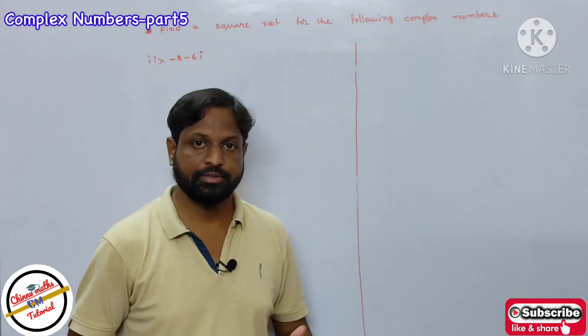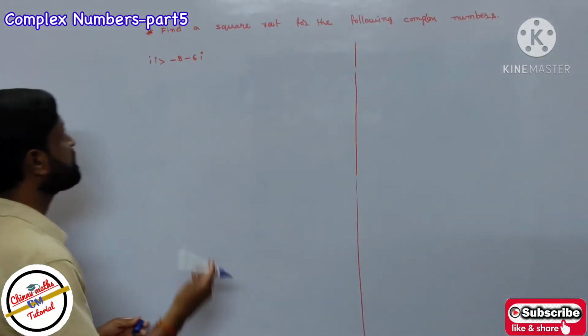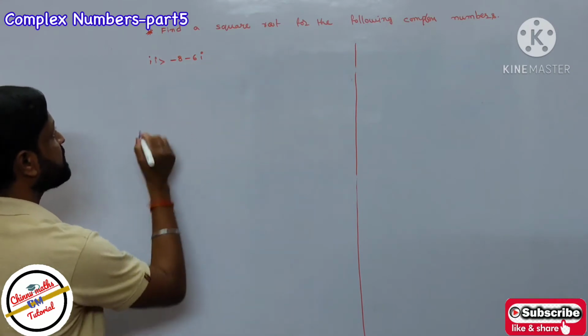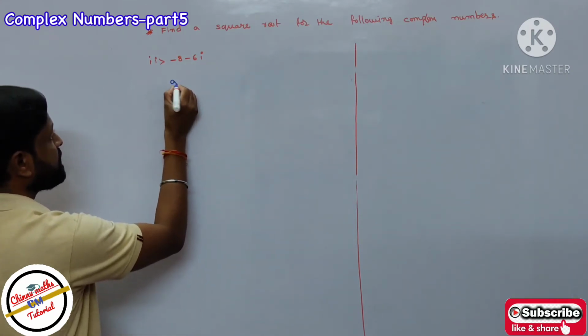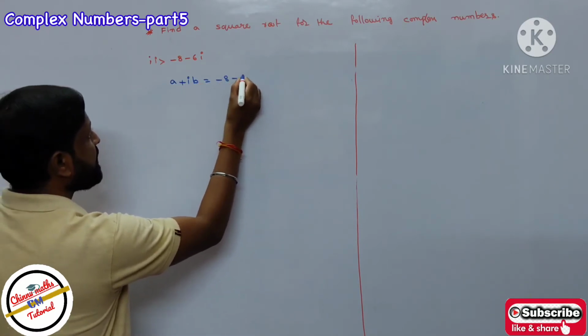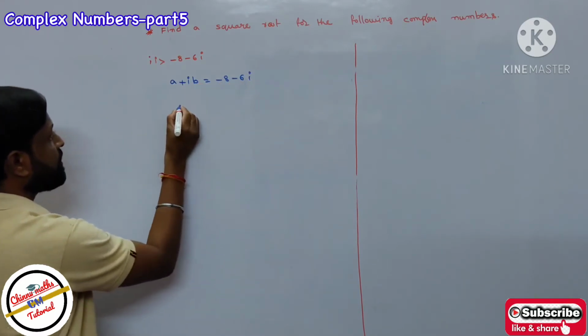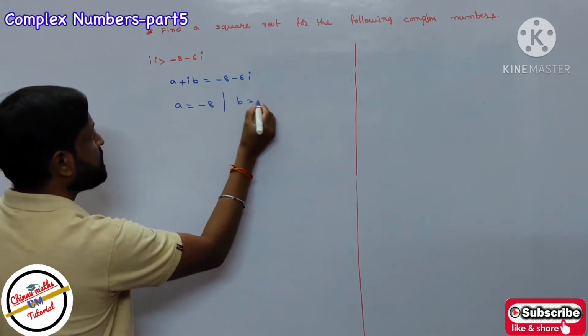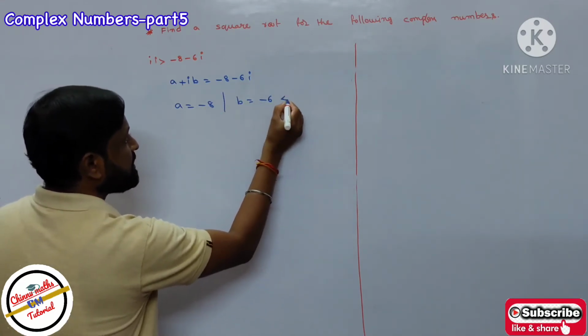Next, the same type of question we discuss. Find the square root of the following complex number. Here a plus ib is equal to minus 8 minus 6i. So you have to compare the real parts: a equals minus 8, imaginary part b equals minus 6. It is less than 0.